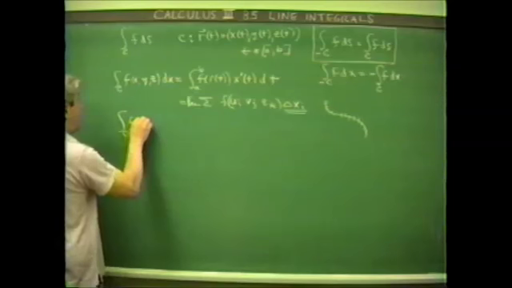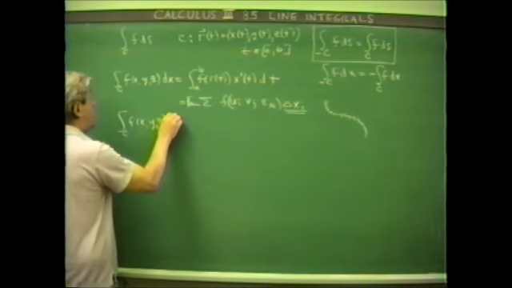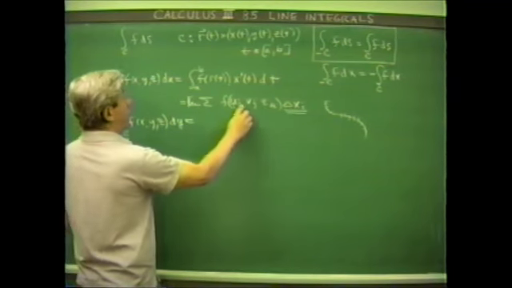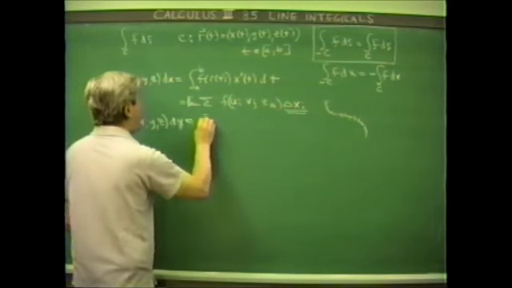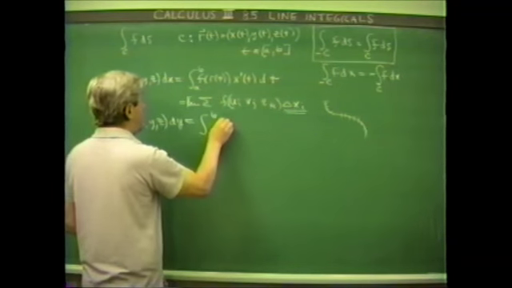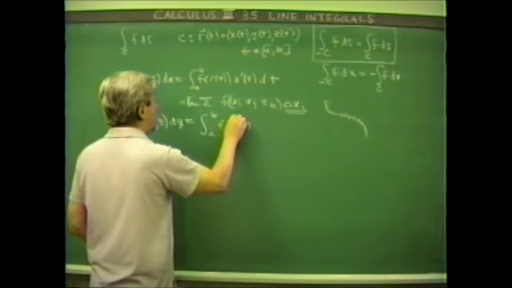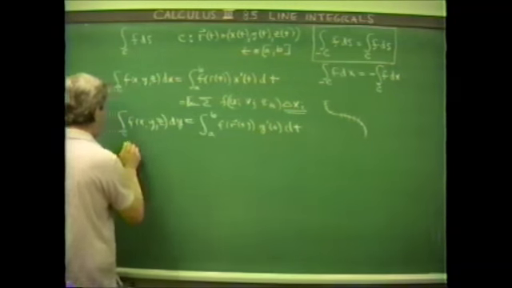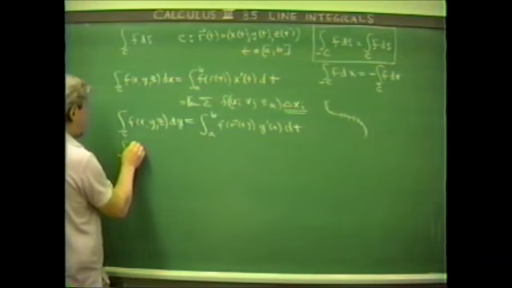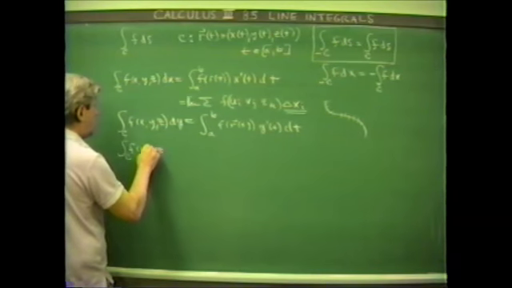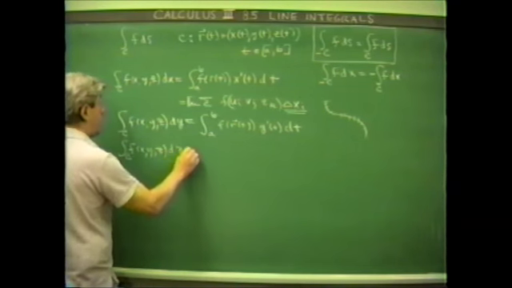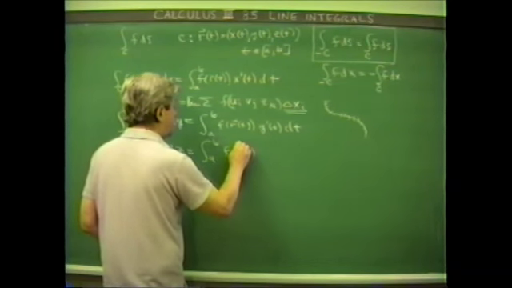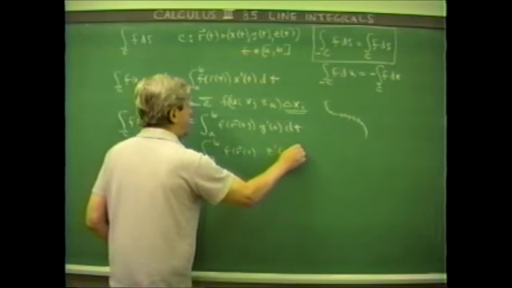You can take f of x, y, and z dy, and if we change this to delta yi, it will result in the integral from a to b of f of r of t times y prime of t dt. And likewise, the integral around c of f of x, y, and z with respect to z is going to be the integral from a to b of f of r of t times z prime of t dt.